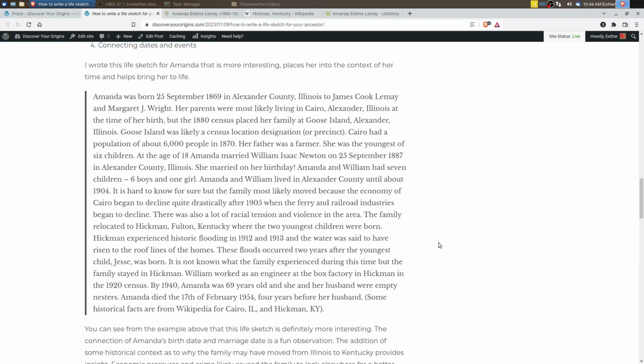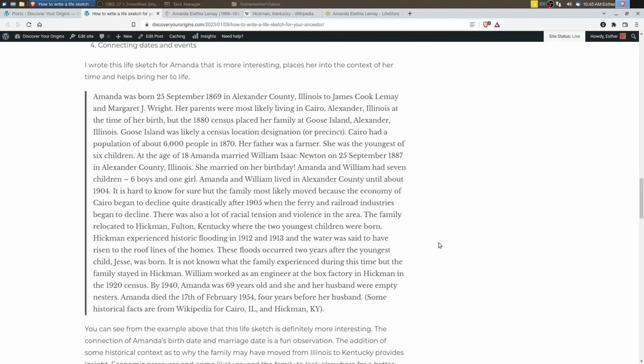The family relocated to Hickman, Fulton County, Kentucky, where the 2 youngest children were born. Hickman experienced historic flooding in 1912 and 1913, and the water was said to have risen to the roof lines of the homes. These floods occurred 2 years after the youngest child, Jessie, was born. It is not known what the family experienced during this time, but the family stayed in Hickman. William worked as an engineer at the box factory in Hickman in the 1920 census. By 1940, Amanda was 69 years old, and she and her husband were empty nesters. Amanda died the 17th of February, 1954, 4 years before her husband.